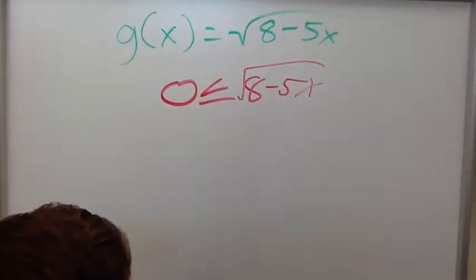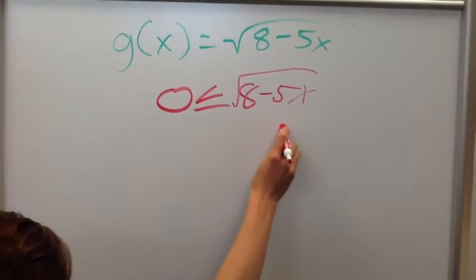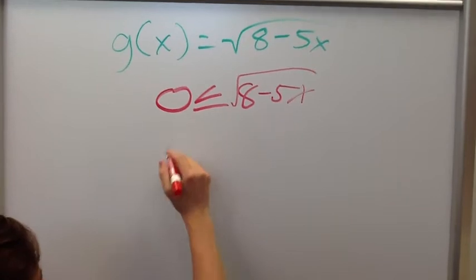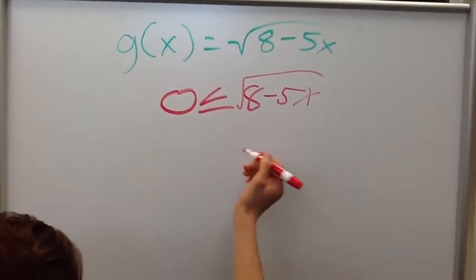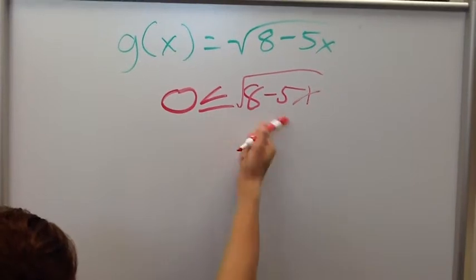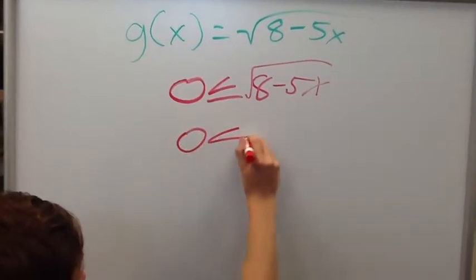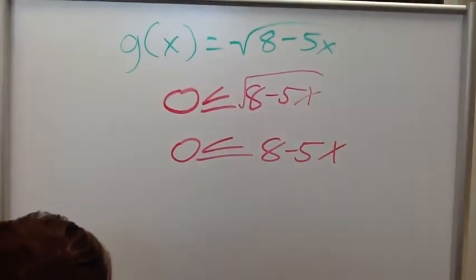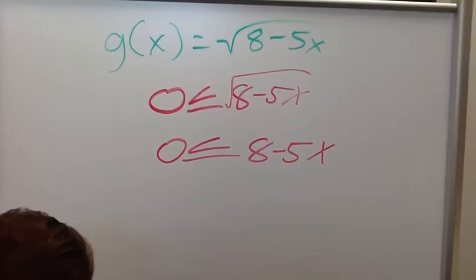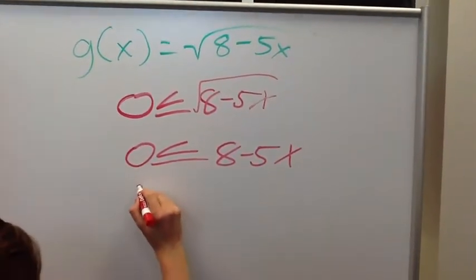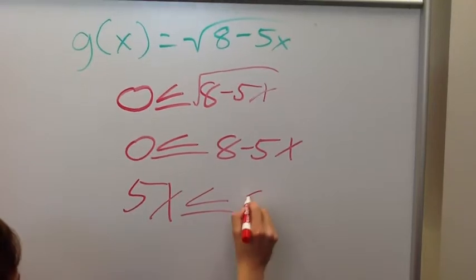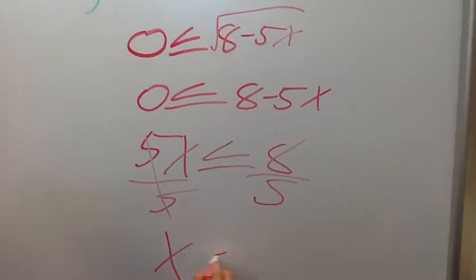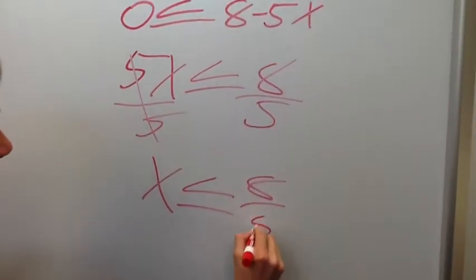And we say that because what's in the radical needs to be a non-negative number, greater than or equal to 0. So then what we do is we square everything in the equation to get rid of the radical, and we still get 0 is less than or equal to 8 minus 5x. So then we just do some simple steps: add 5x to both sides, get 5x is less than or equal to 8, then divide by 5, and then we get x is less than or equal to 8 over 5.